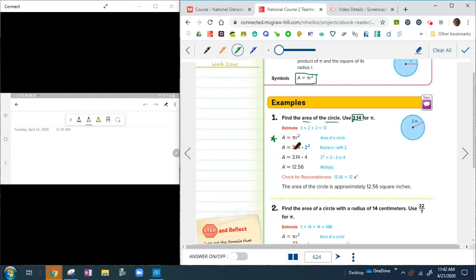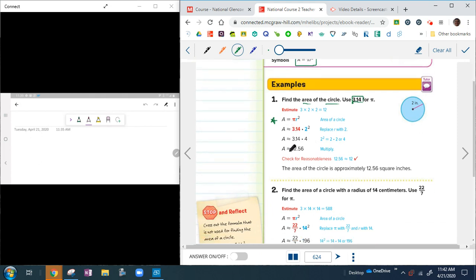All right, so pi here, they said to use 3.14, so plug that in. We find they have given us the radius. We know it's the radius because it goes from the center to the edge of the circle, and we put that in there. Now, we have to remember that order of operations, exponents are done before we do multiplication. So you do the 2 squared first, which means 2 times 2, and that gives us 4. 2 times itself, which is 4, and then multiply it by 3.14.